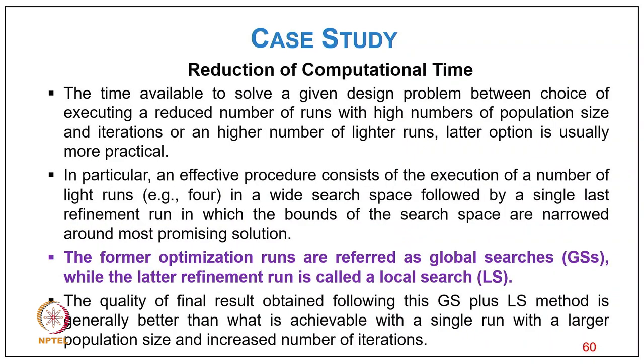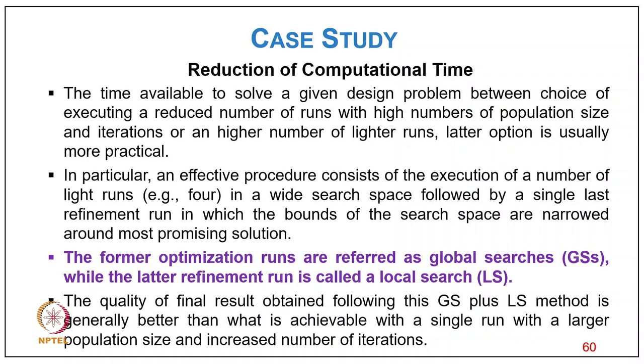Given the time available to solve a design problem, there is a choice between executing a reduced number of runs with a higher population size and iterations, or a higher number of lighter runs. The latter option is usually more practical. In particular, an effective procedure consists of executing a number of light runs, a typical example being 4, in a wide search space, followed by a single last refinement run in which the bounds of the search space are narrowed around the most promising solution.